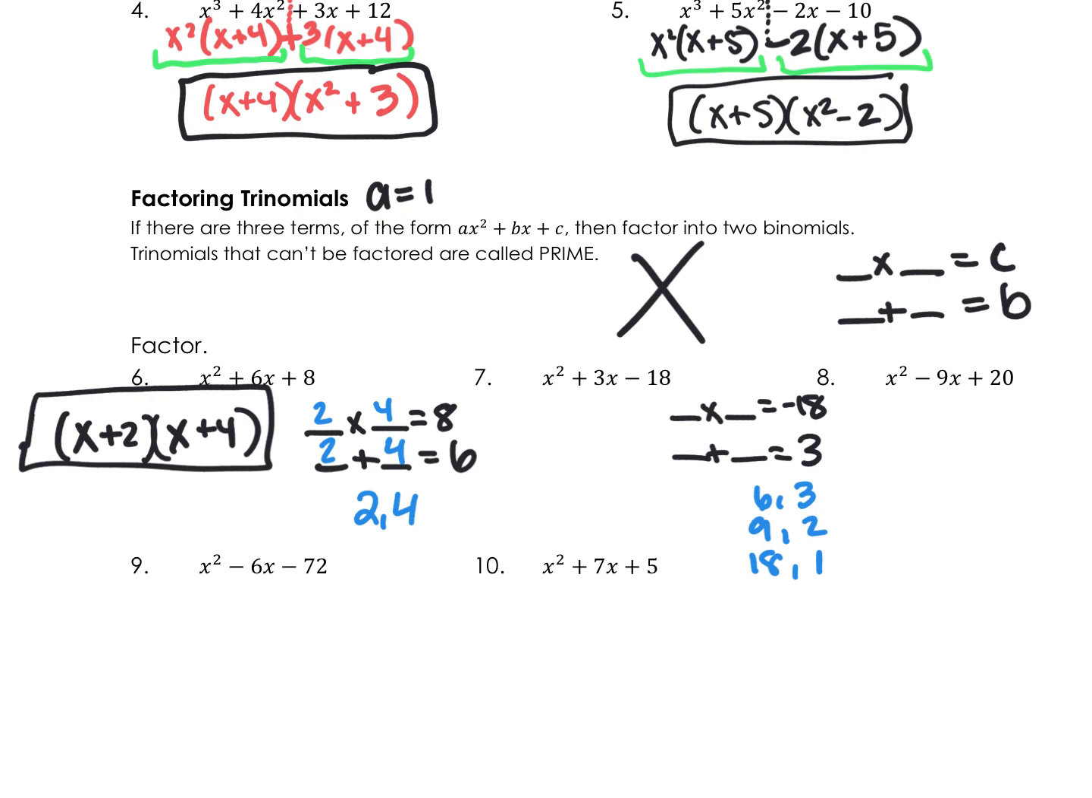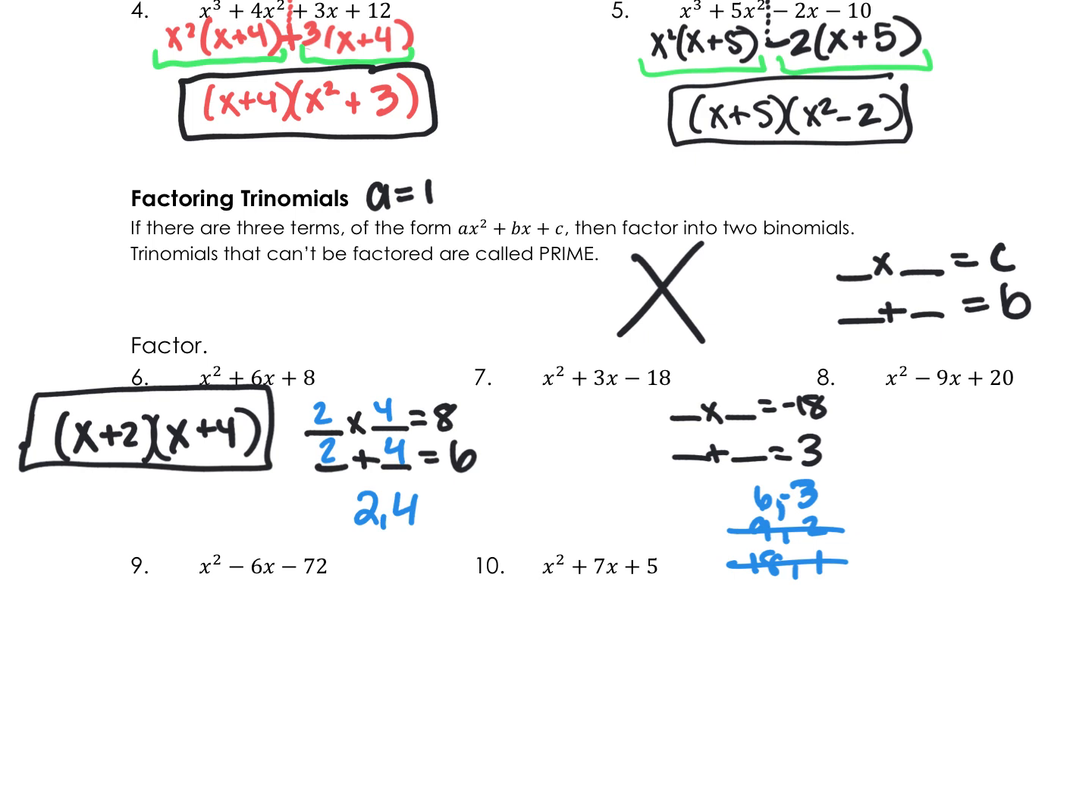If I put the negative with the 6, will that add together to get positive 3? No, right? That's going to be negative 3. So what's the negative going to have to go to? It's going to have to go with the 3. So put the negative with the 3, and now those two will multiply together to get negative 18 and add together to get positive 3, right?